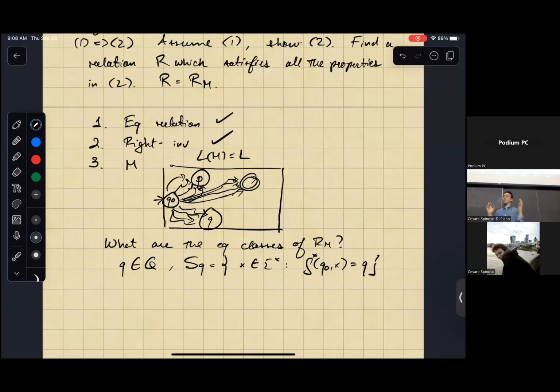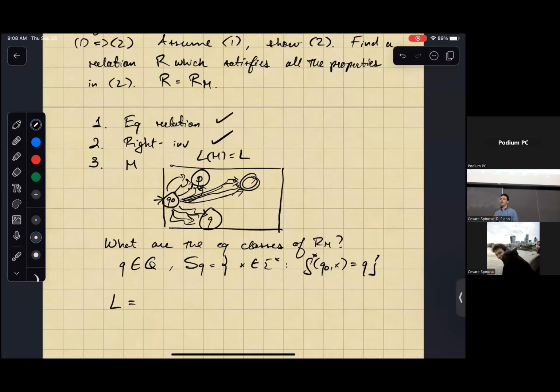Now remember what we needed to show. We needed to show that some of the equivalence classes of R sub M were equal to the language L. So let me venture a question: how can I write L as a function of S sub q?